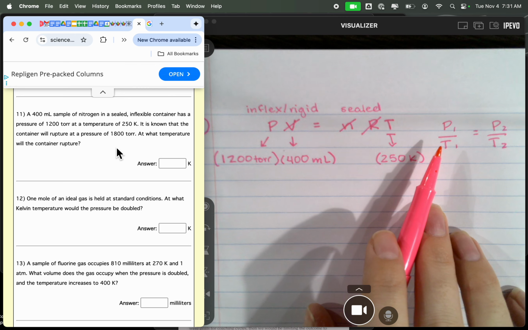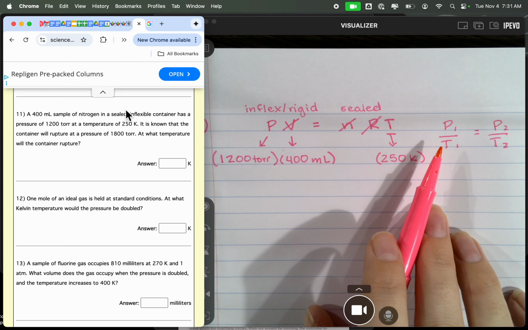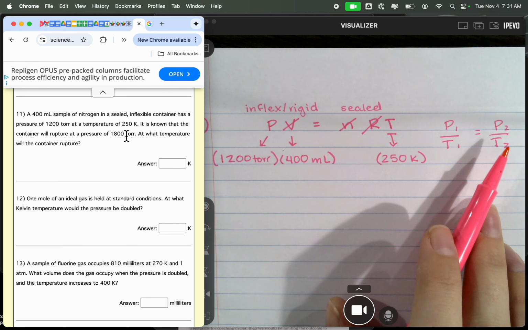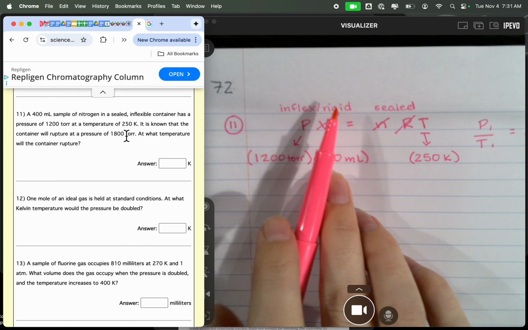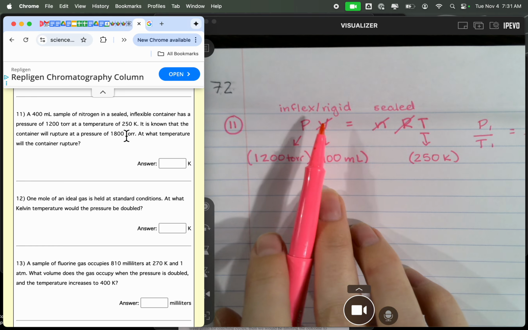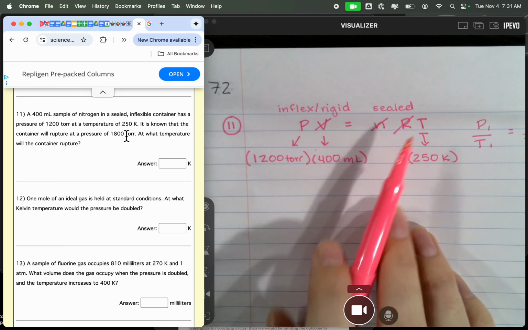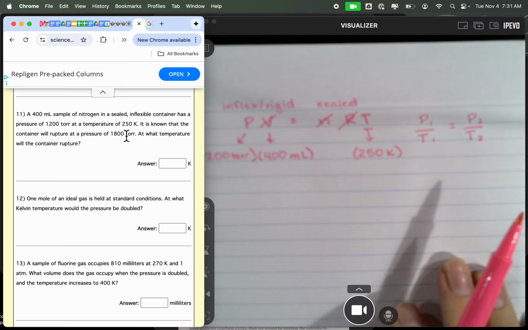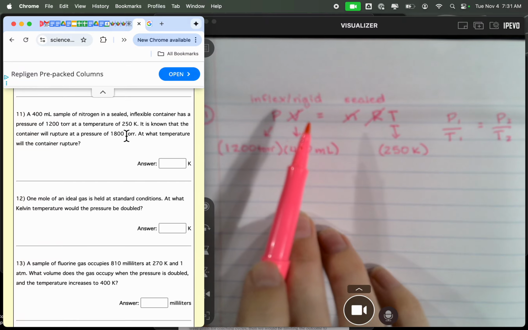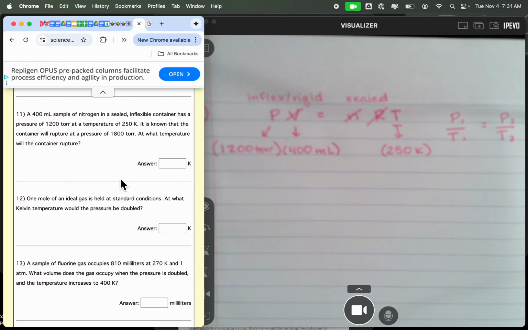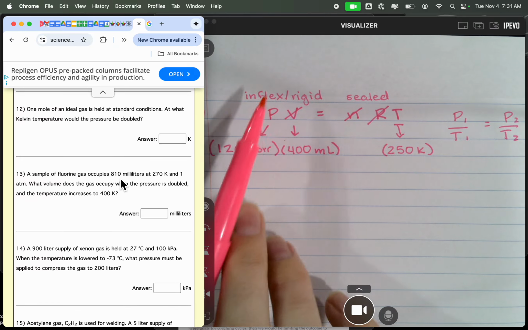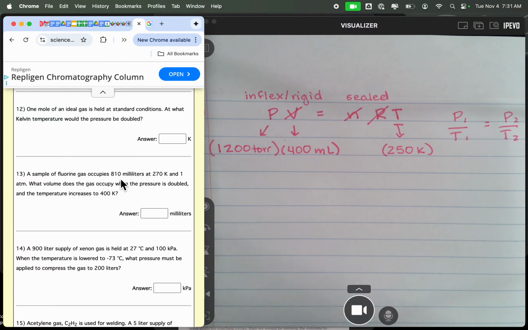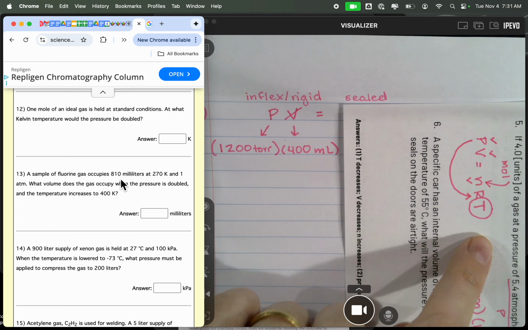And the question asks, what temperature will it rupture at if we know that the pressure will break the container at 1,800 torr? So that's going to be your second pressure, and you're going to be solving for your second temperature. The reason you need to know ideal gas law for this is you need to know what things you can ignore, and it helps you figure out which gas law to use. It's possible you will also run into some gas law problems where you actually need to use the full PV equals nRT like we just did over here on question number 5.